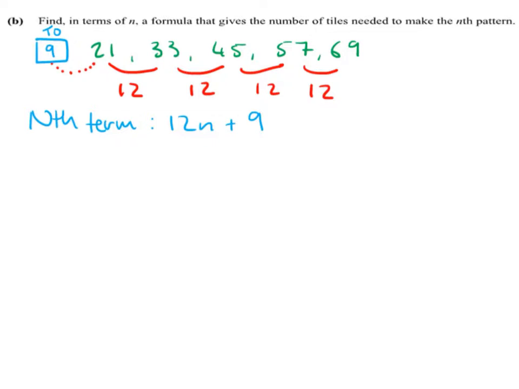So we're going to use our 0 term method. What we do is we take our first difference, which is 12, and we stick an n on. Then we go back by 12 to find the 0 term. So if 21 was the first term, going back by 12 will get us to term 0. 21 take away 12 is 9. So we get 12n plus 9 for our nth term. Alternatively, you could use the formula in the formula book.